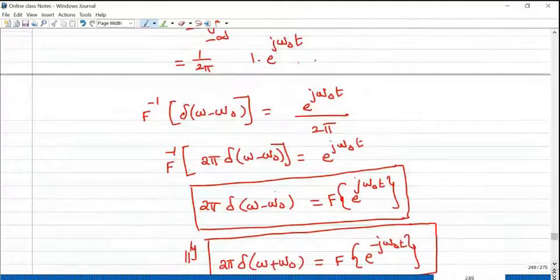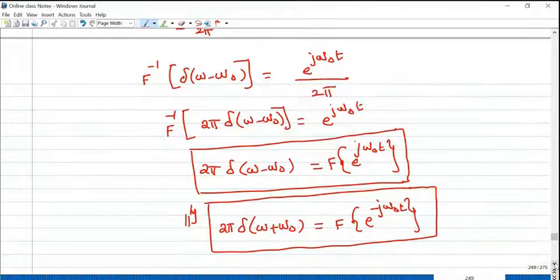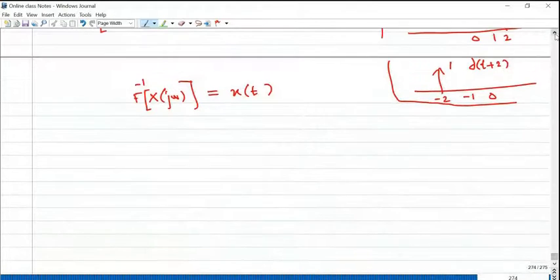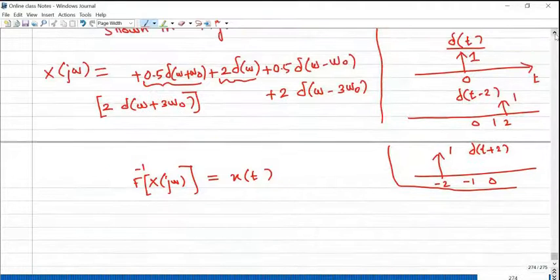Next, inverse Fourier transform of 2 pi del of omega minus omega naught is e power j omega naught. Inverse Fourier transform of 2 pi del of omega plus omega naught is e power minus j omega naught. Okay, so these are the formulas we have already derived. So with the help of those formulas, now find out the inverse Fourier transform of each and every component.